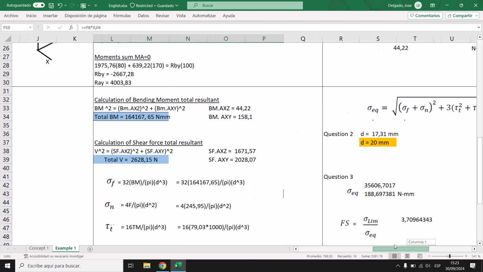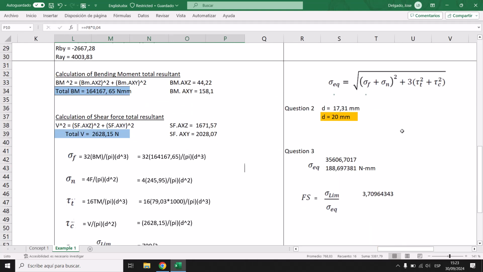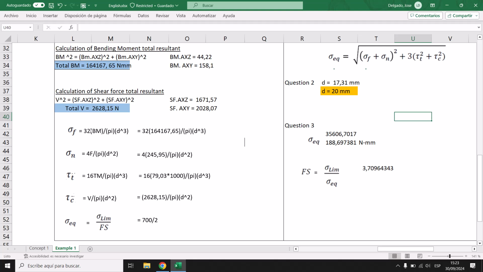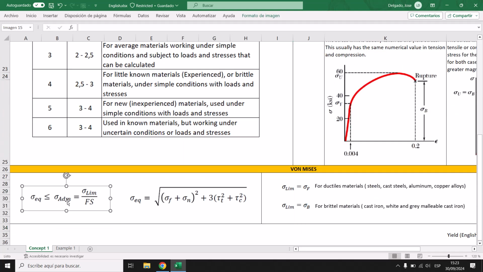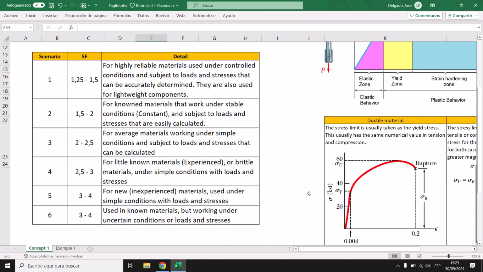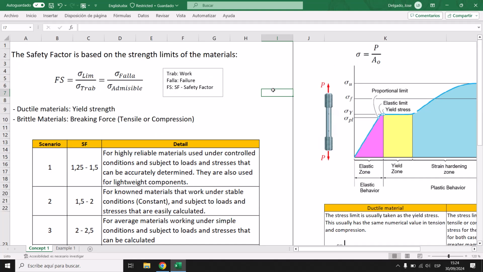A new concept here for shaft is the von Mises criteria because this is for strength of materials, so you should know it. Von Mises criteria for our equivalent stress. So practice this, read again, review your notes, your paper.